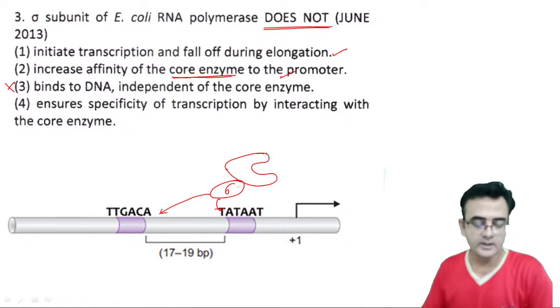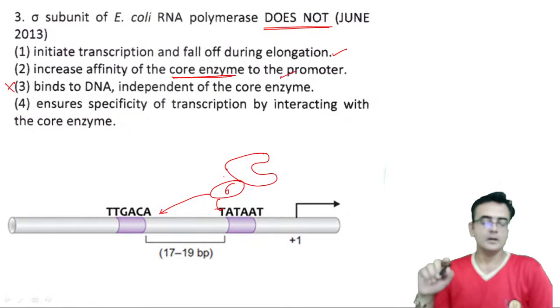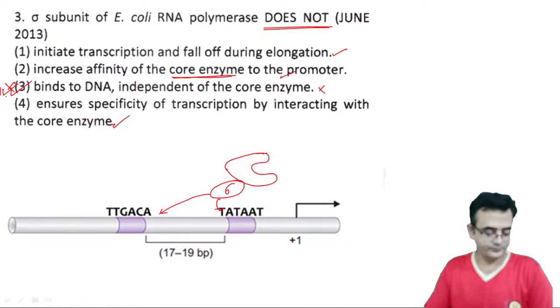So sigma factor always binds to the DNA along with the core enzyme. Otherwise it won't be able to bind over there. So this seems wrong here. Fourth number, ensures specificity of the transcription by interacting with the core enzyme. So this is correct. So second number is the wrong answer, right?